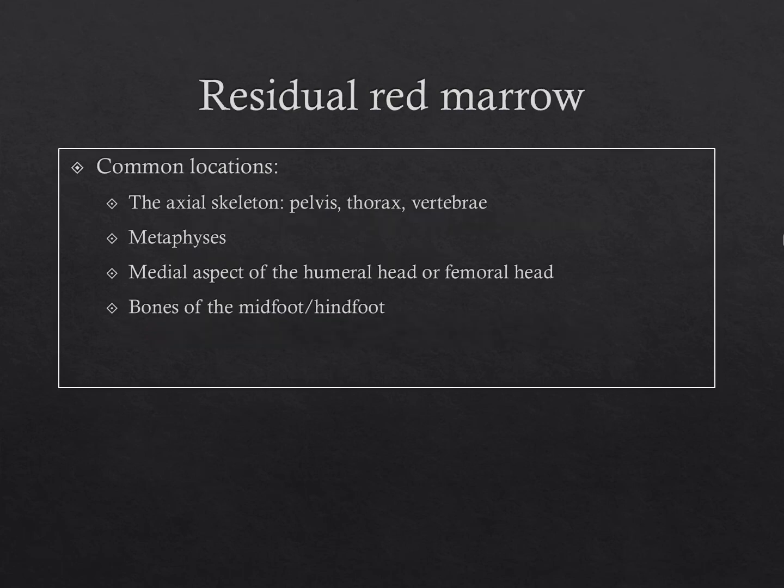Seeing residual red marrow is a frequent occurrence in pediatric musculoskeletal MR imaging. It is good to be aware of certain locations where this more commonly occurs. As previously mentioned, it is common to see residual red marrow in the axial skeleton and in the metaphyses, which are the last places in a long bone to convert to fatty marrow. Two other common locations are the proximal humeral and femoral epiphyses and within the bones of the feet.